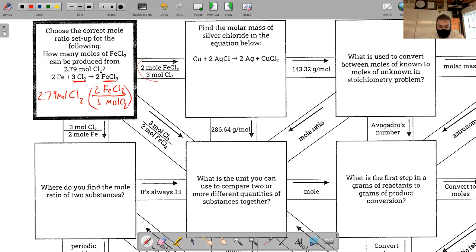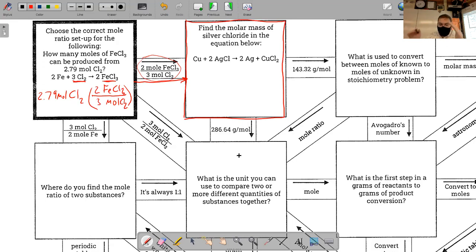That's this selection here. So the correct mole ratio to get you from moles of chlorine into moles of iron chloride is this mole ratio. This one's wrong because it relates moles of iron to moles of chlorine, and that's not what the problem is trying to figure out. So the correct direction from this box is to go over here. Now we're in the next box over to the right. And from this box, we could either go over to the one beside it or go down to the one below it.